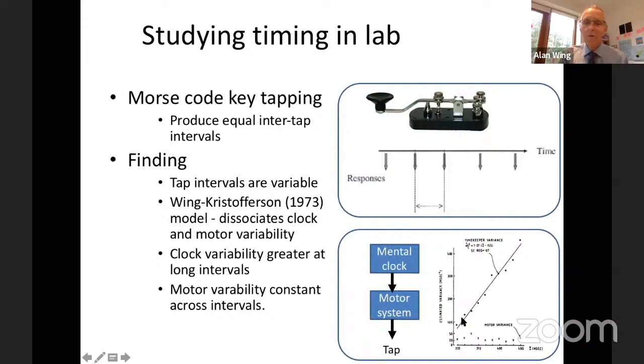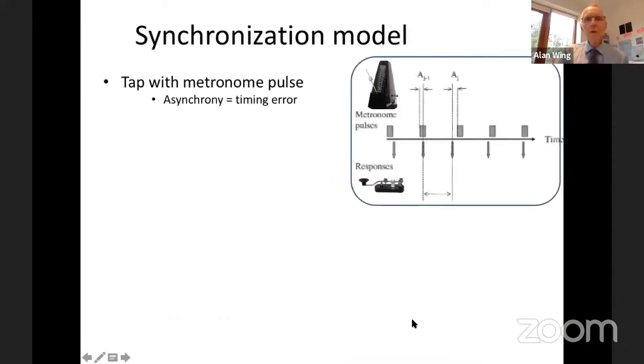It turns out if you use the Wing-Kristofferson model, which dissociates clock and motor variability, the clock variability increases with the longer intervals, but the motor variability stays remarkably constant across intervals. So this is a model of timing which has two components. Now we think about, well, if you've got to tap with a metronome, what are you going to do? You've got to get your responses, your taps on the Morse code key in line with the metronome pulses. And that means you've got to keep these asynchronies down to a minimum.